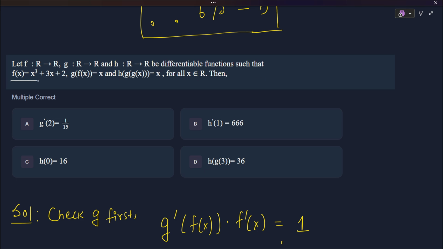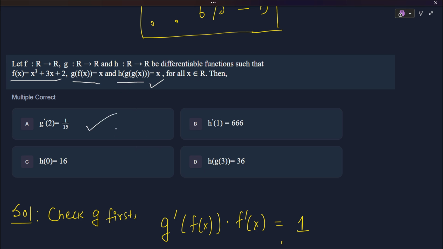Watch this carefully. We have f of x here, and we have g of f of x equals x, and then we have h of g of x equals x. Do not be confused by the definitions. Just understand them carefully and apply the rules blindly. Do not try to think if this is going to lead you to the correct answer or not.